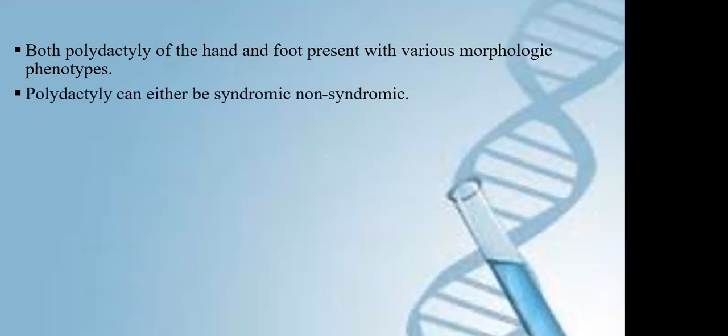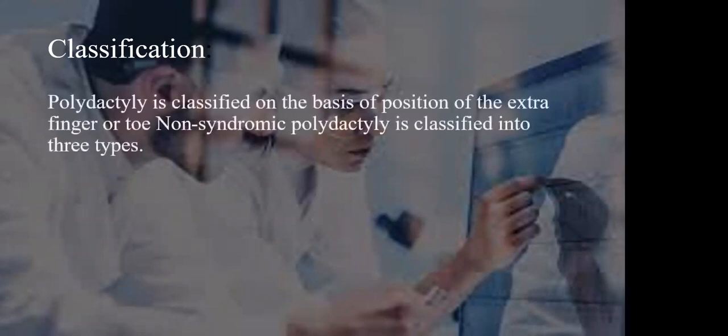So as I discussed, polydactyly can be syndromic and non-syndromic. Next is classification: how many types there are and how polydactyly is classified. Polydactyly is classified on the basis of the position of the extra finger or toe. Non-syndromic polydactyly is classified into three types. We are only discussing non-syndromic polydactyly.